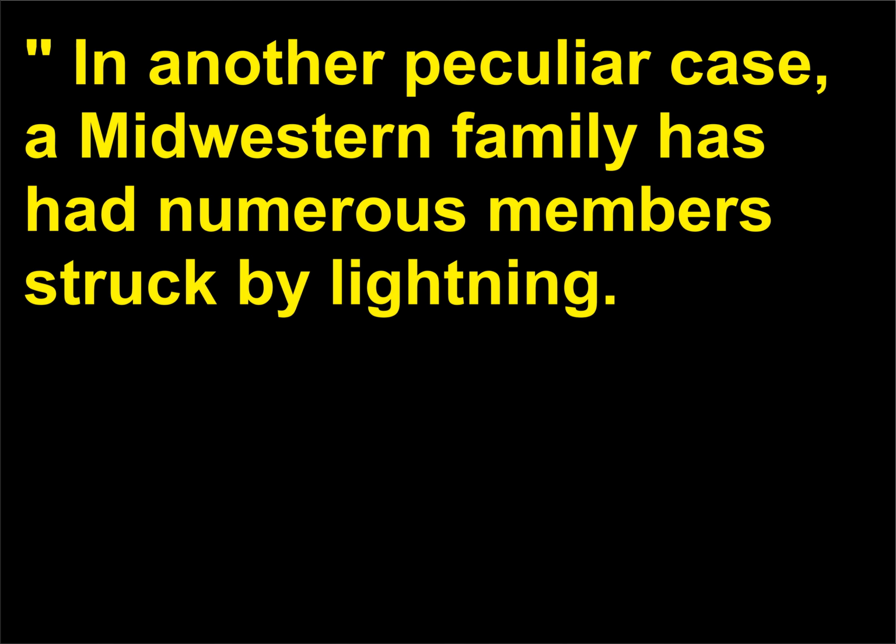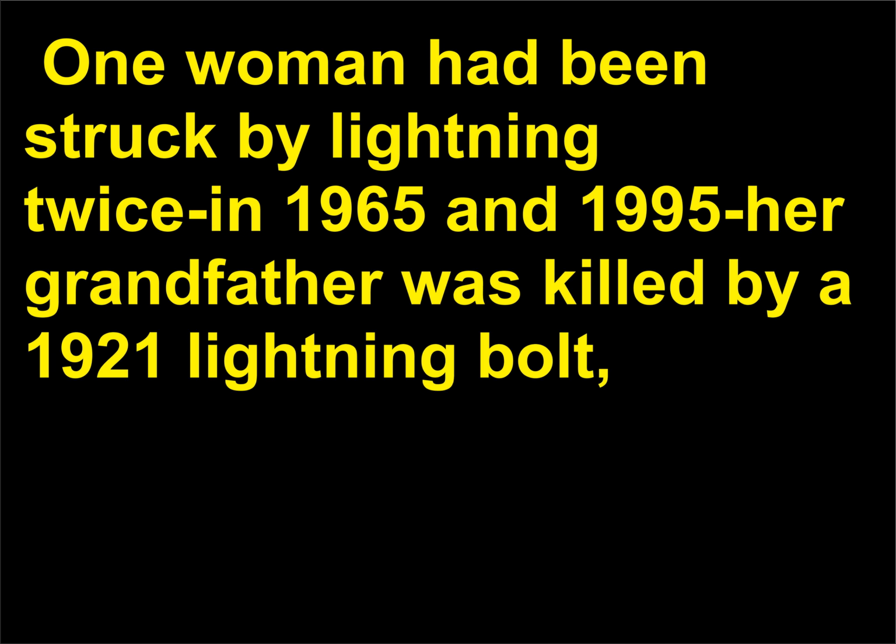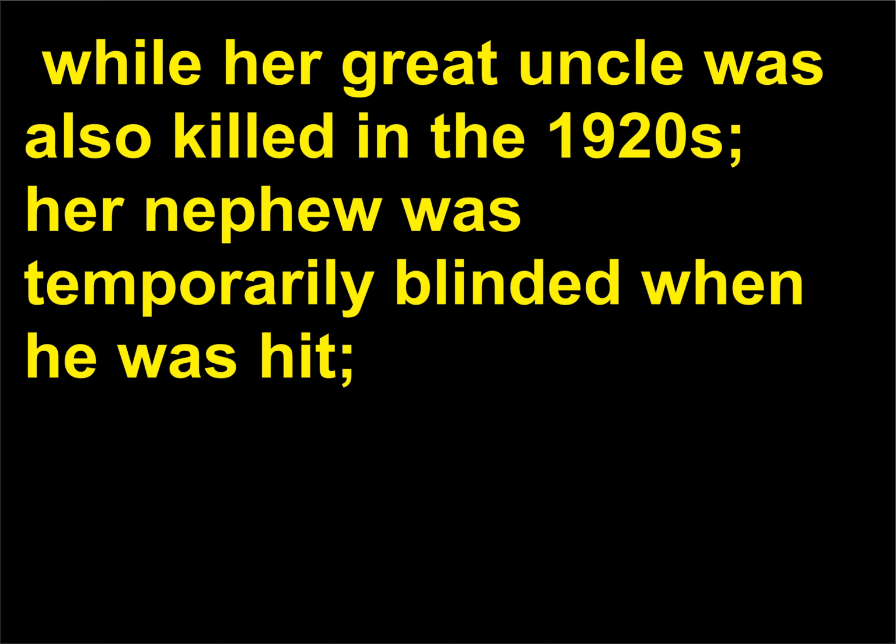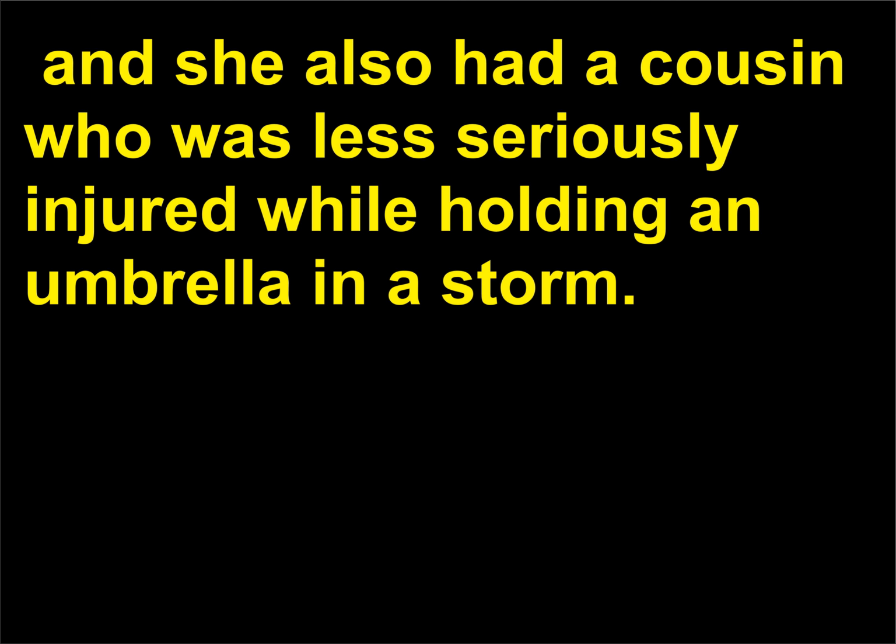In another peculiar case, a Midwestern family has had numerous members struck by lightning. One woman had been struck by lightning twice, in 1965 and 1995. Her grandfather was killed by a 1921 lightning bolt, while her great-uncle was also killed in the 1920s. Her nephew was temporarily blinded when he was hit. And she also had a cousin who was less seriously injured while holding an umbrella in a storm.